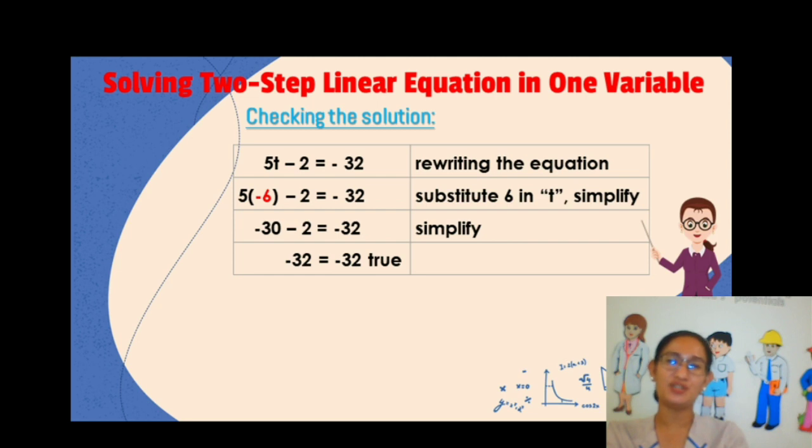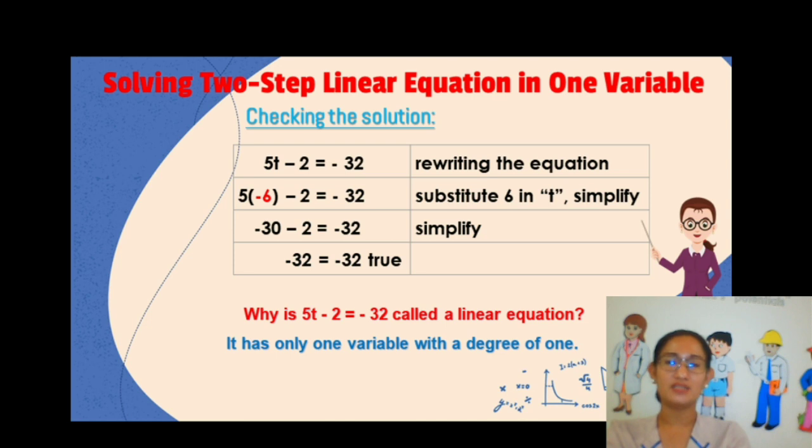Let's check the solution. First, we write the equation 5t minus 2 equals negative 32. Substitute negative 6 for t and simplify. It will give us the result negative 32 equals negative 32. Why is 5t minus 2 equals negative 32 called a linear equation? It has only one variable with a degree of 1.